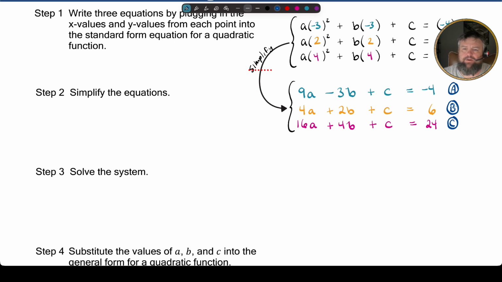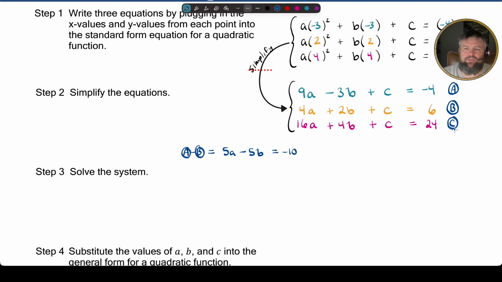So let's just take A minus B first. So we're going to go A minus B. And what that's going to give me is a new equation called D. And so we'll go 9 minus 4, that's going to be 5a. Negative 3 minus 2b, so that's minus 5b. C minus C is 0, and then negative 4 minus 6, that's going to be negative 10. Okay, so that gives me one equation with just two variables by eliminating the C.